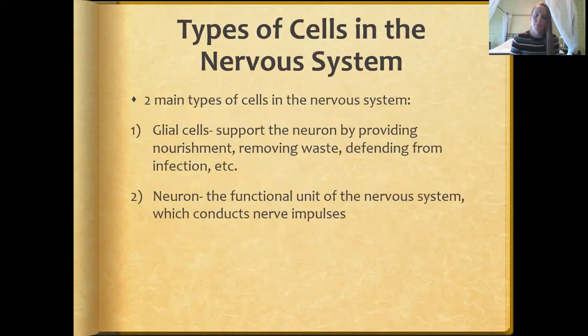There are two main types of cells that make up the nervous system. One is glial cells, which support neurons. They provide nourishment to neurons, they defend them from infection, and they remove waste away from neurons. And then the neuron itself is the functional unit of the nervous system. It's the cell that conducts nerve impulses from one part of the body to another, including to and from the brain.